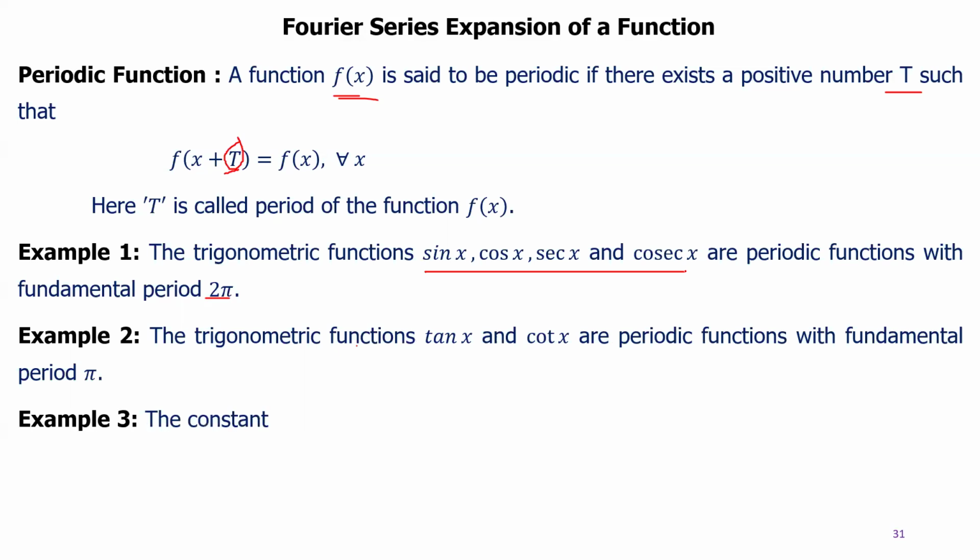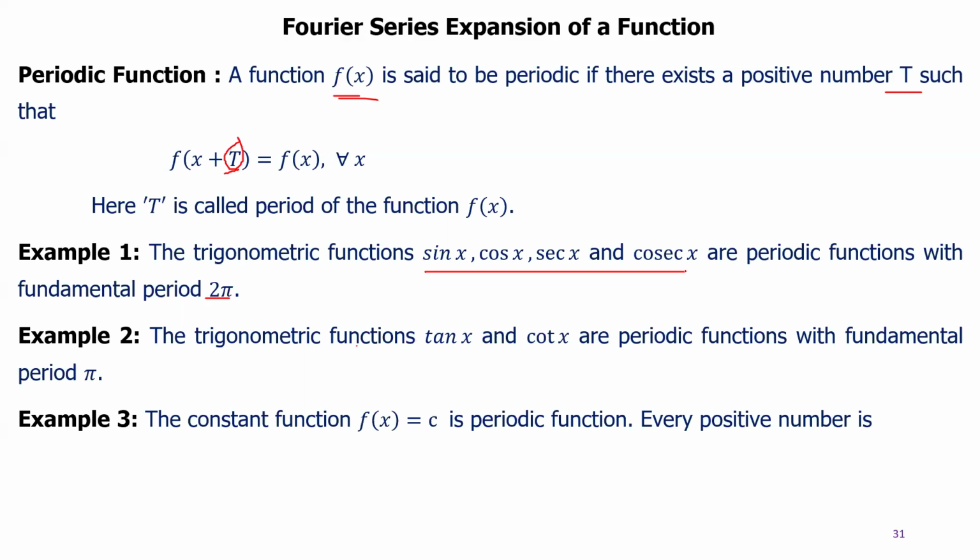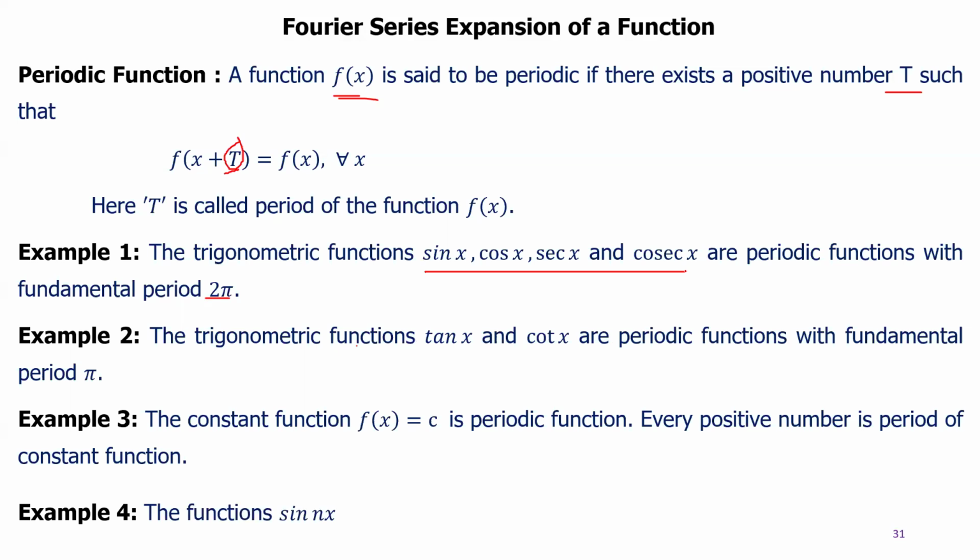Example 3, the constant function f(x) = c is a periodic function. Every positive number is a period of the constant function. Example number 4, the functions sin nx and cos nx are periodic functions with fundamental period of 2π/n.